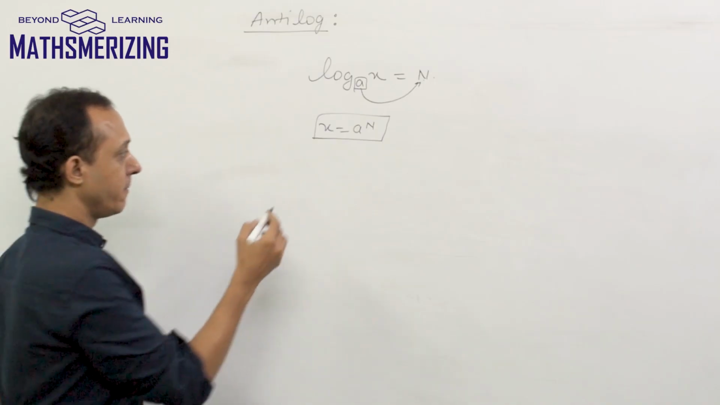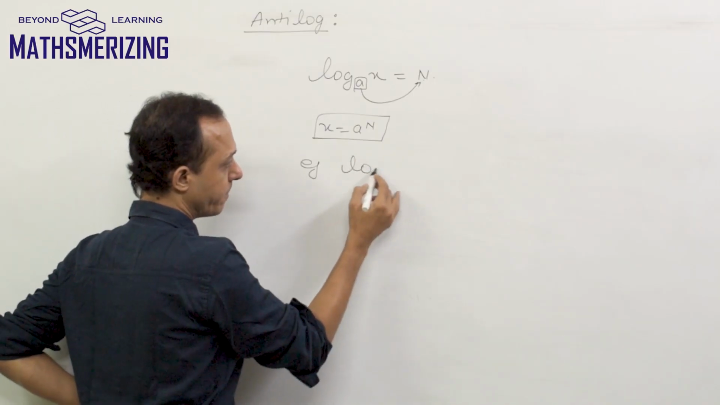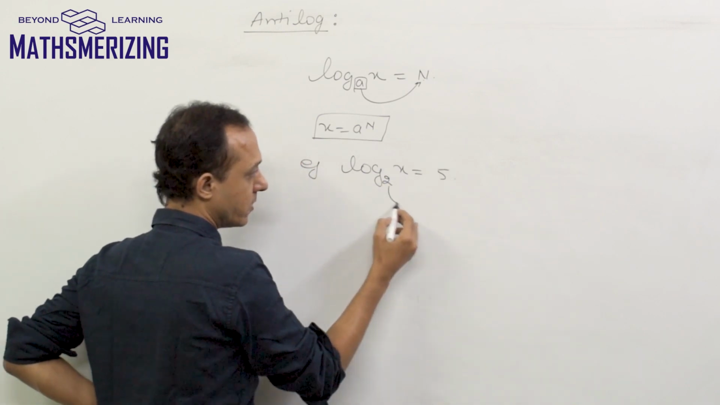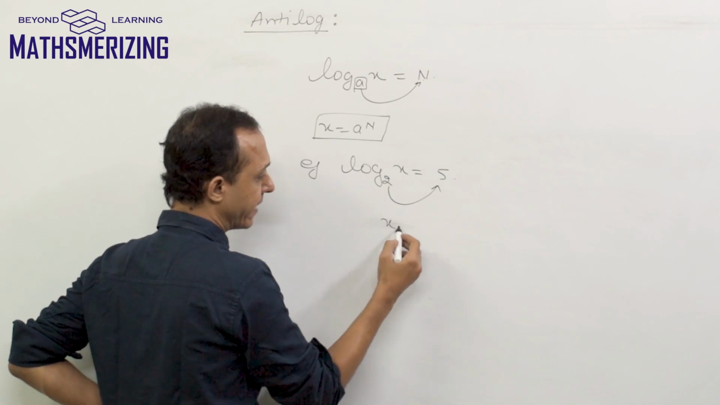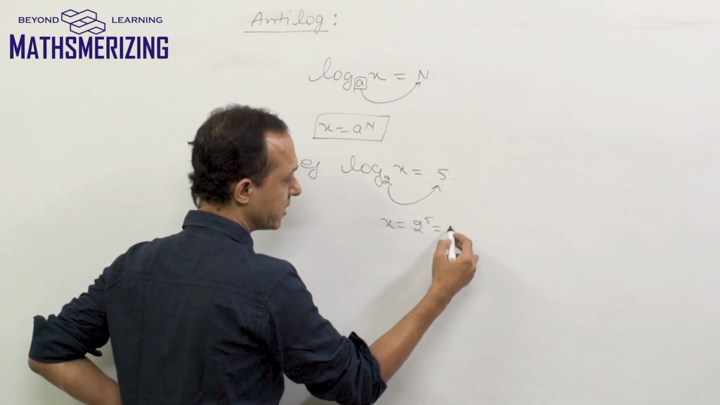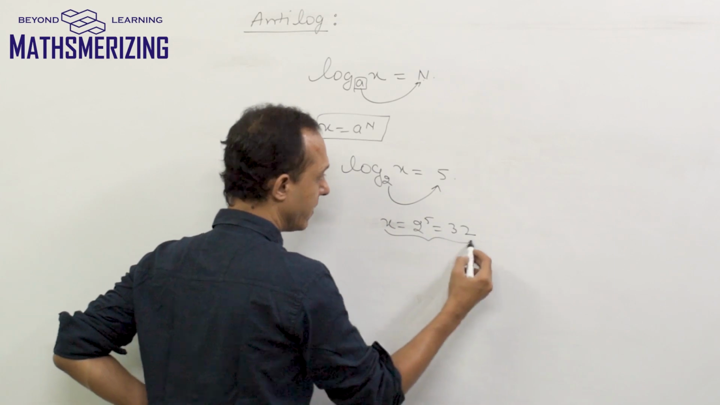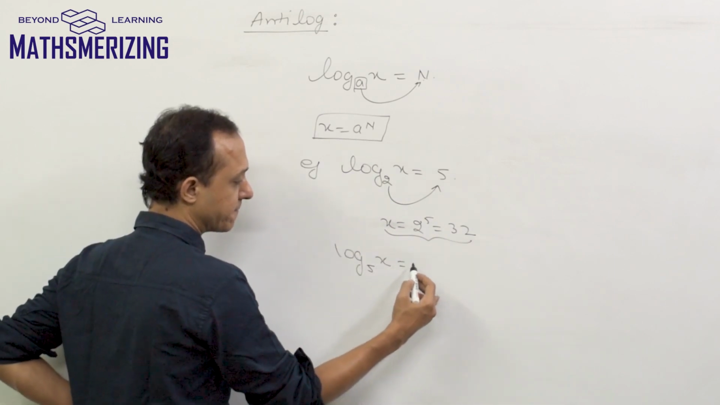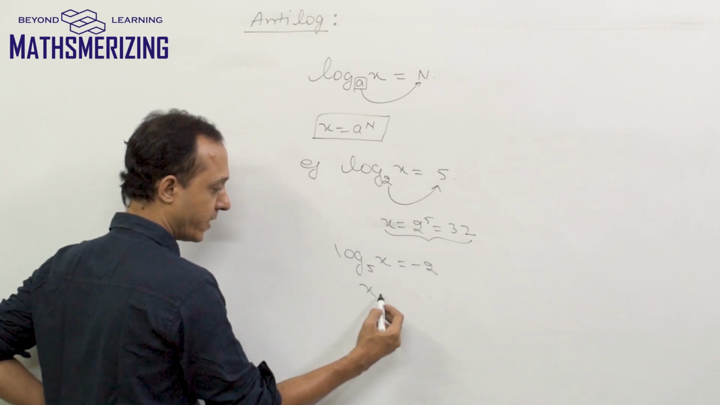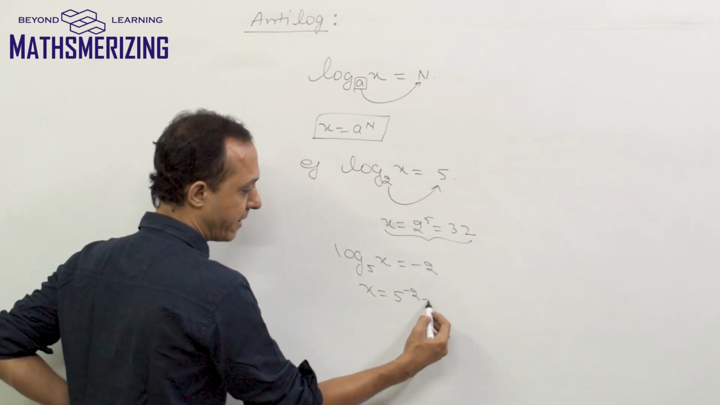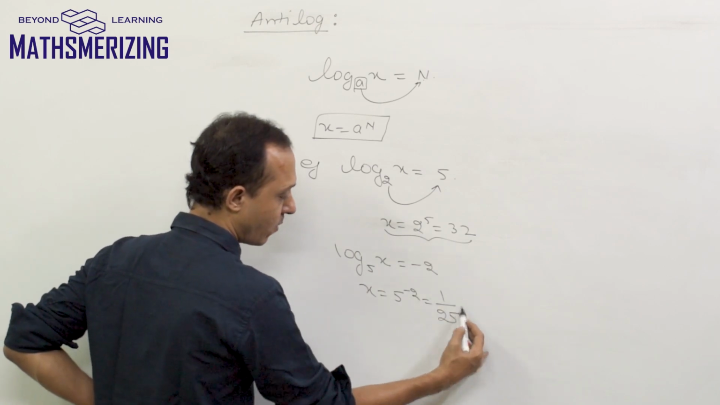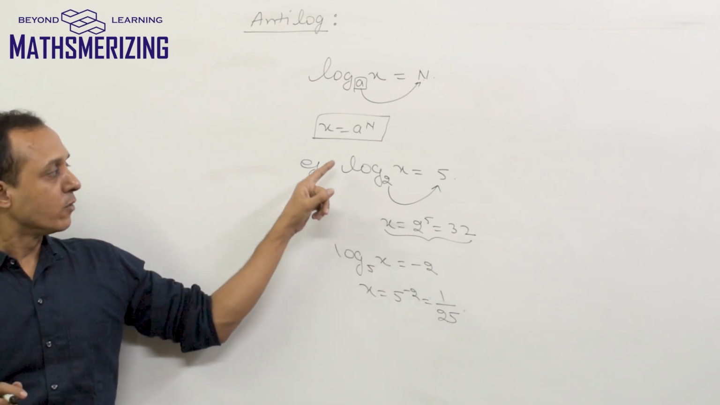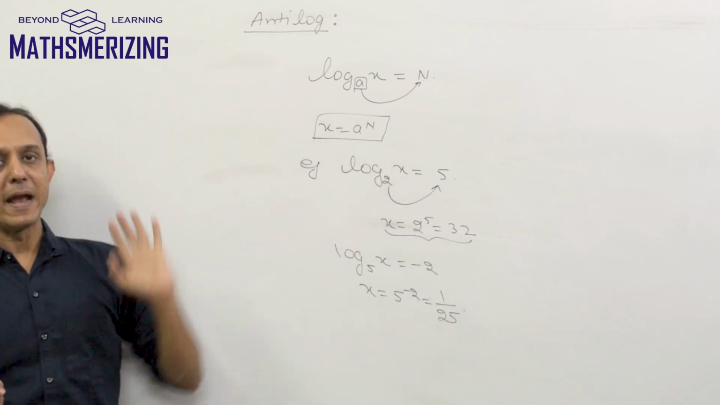Now say for example, suppose I am given log x base 2 equals 5. I can take this 2 to the right hand side and write x as 2 to the power 5, which is 32. I'll take another example, log x base 5 is equal to minus 2. Then x is 5 to the power minus 2, which is 1 upon 25. So if I need to remove log, I need to use anti-log.